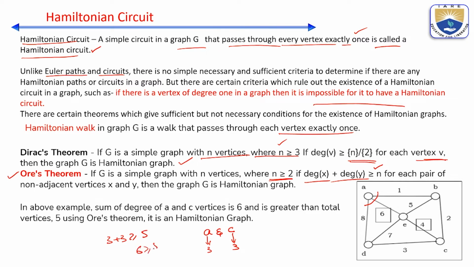So 6 is greater than or equal to 5, so you can say that the graph is a Hamiltonian graph. That means for graphs which satisfy this condition, we can say that it is a Hamiltonian graph.